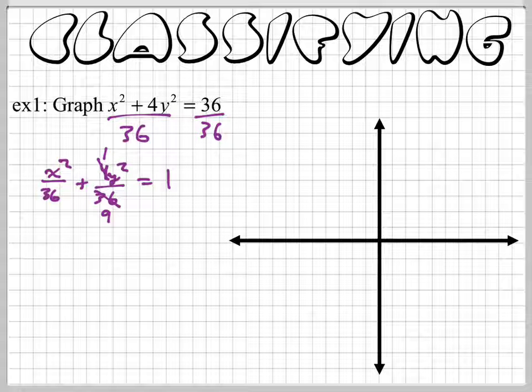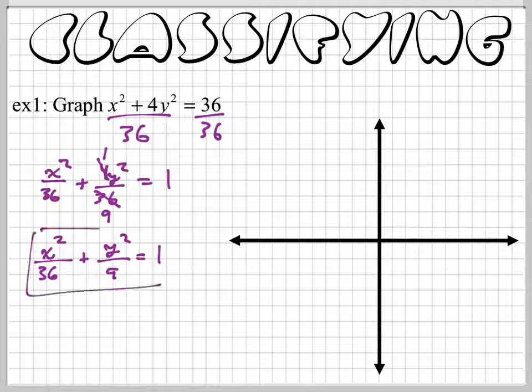Now this one happens to work out nice and pretty. Sometimes they don't work out pretty. Like if 4 did not divide 36, you would have a fraction on the bottom of this fraction. That's okay. That's standard form: x squared over 36 plus y squared over 9 equals 1. Here we have standard form.